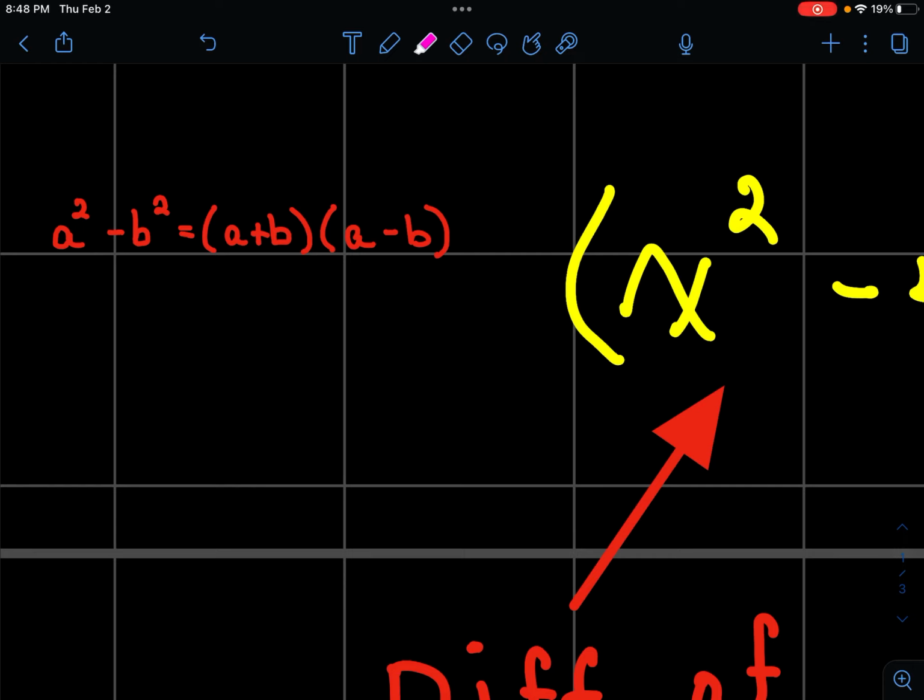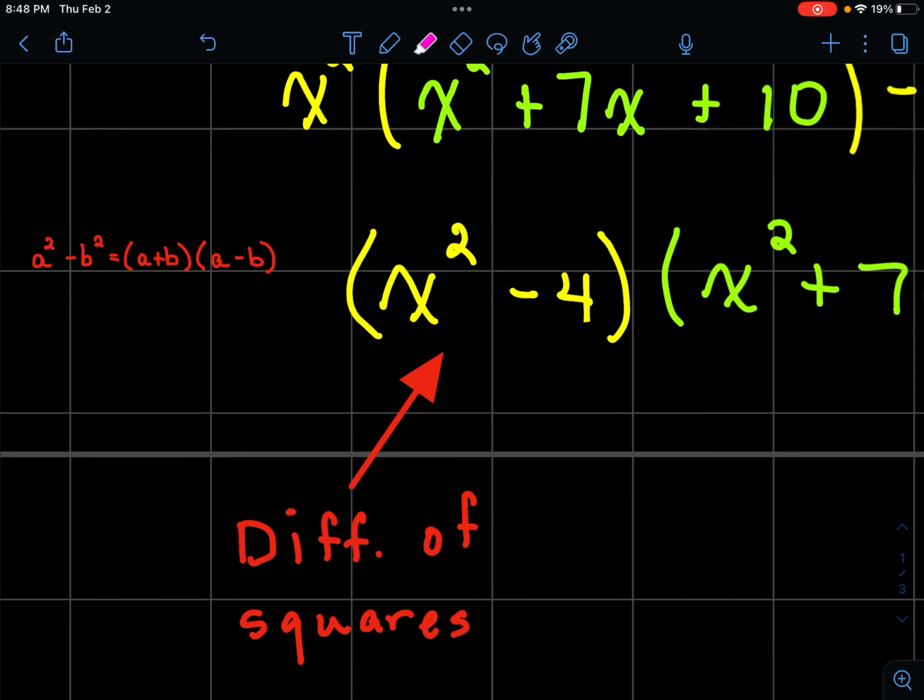Because it's in that form of a squared minus b squared, we need to figure out what those a and b numbers are, because the factored form of this would be a plus b times a minus b. Okay, so it's going to be the same exact terms and numbers in our parentheses, but a plus sign and a minus sign. So I look at this and say, well, what is the square root of x squared?